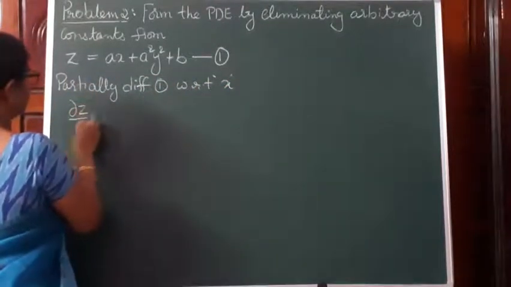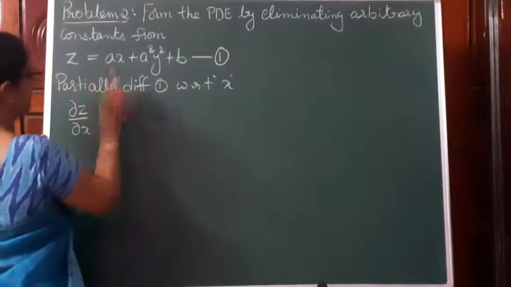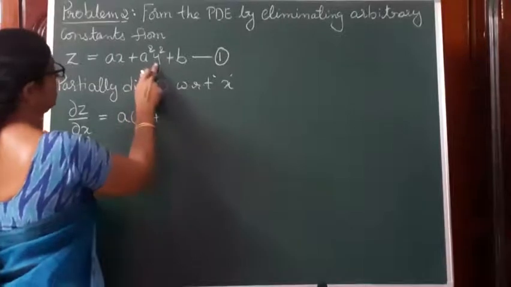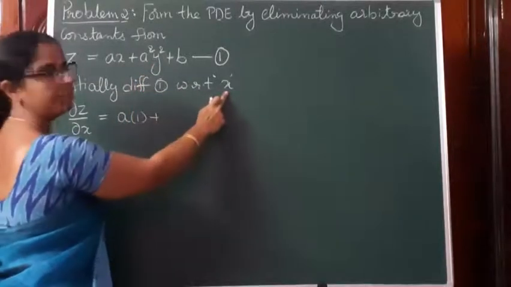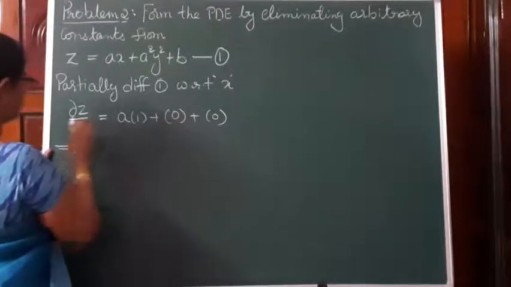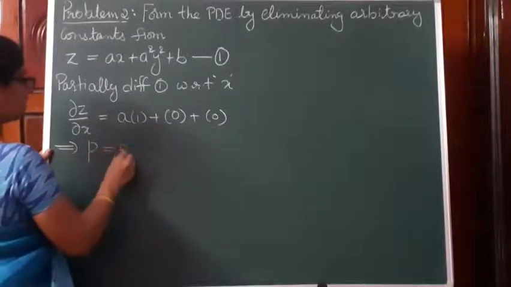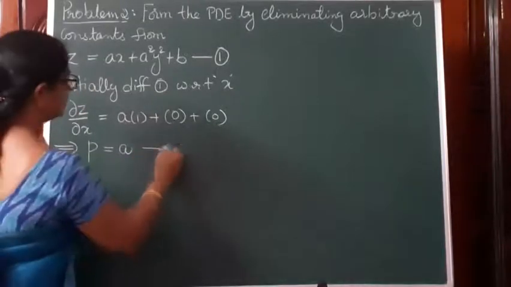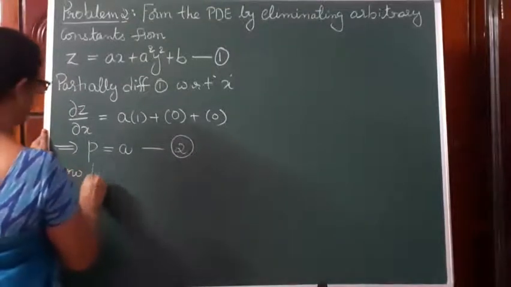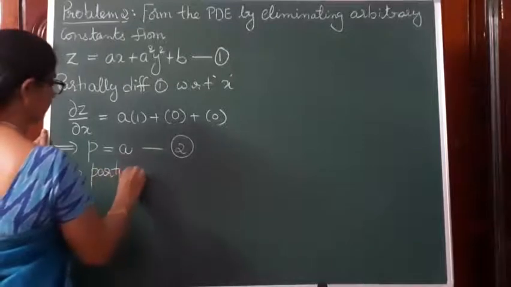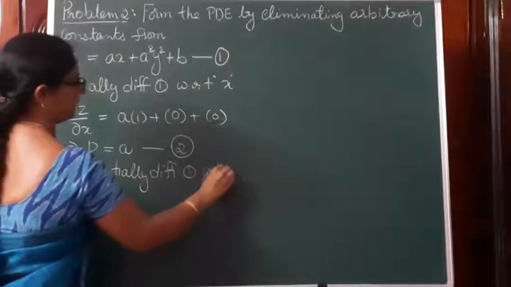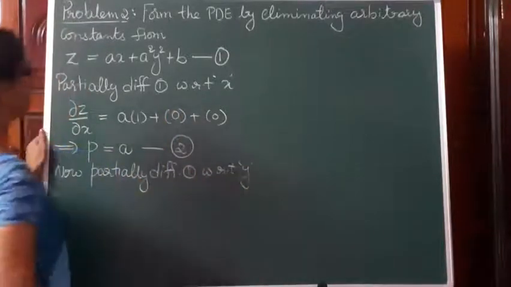The derivative of z is dou z by dou x, which is equal to a into the derivative of x, which is 1. So 1 plus the derivative of y is 0 because we are partially differentiating with respect to x, and the derivative of b is also 0. So from this what did we obtain? Dou z by dou x is p, which is equal to a. Okay. So call this equation 2. Now partially differentiate 1 with respect to y. Then what do we get?